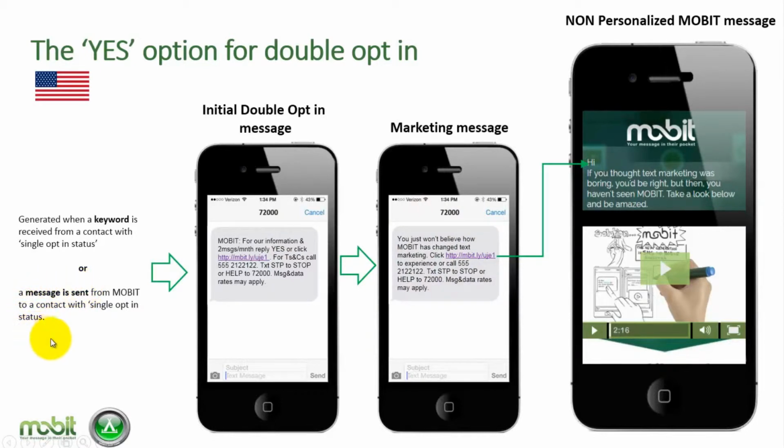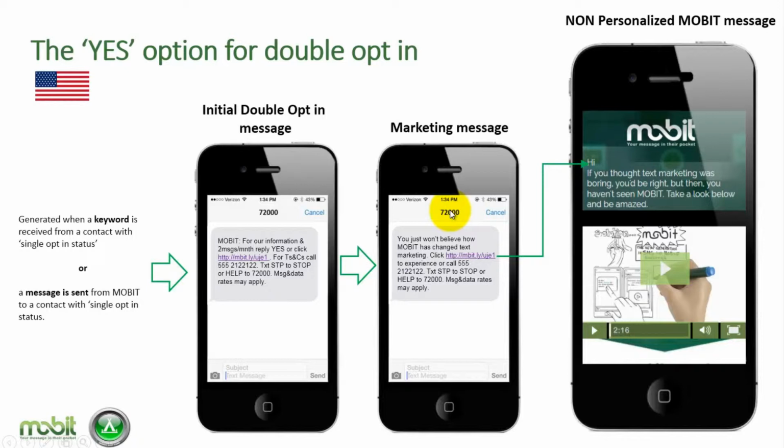If your contact is not yet single opt-in, they will also receive this message here when you send them a marketing message. They will only ever receive the double opt-in message once, assuming they respond yes or click through to the link.